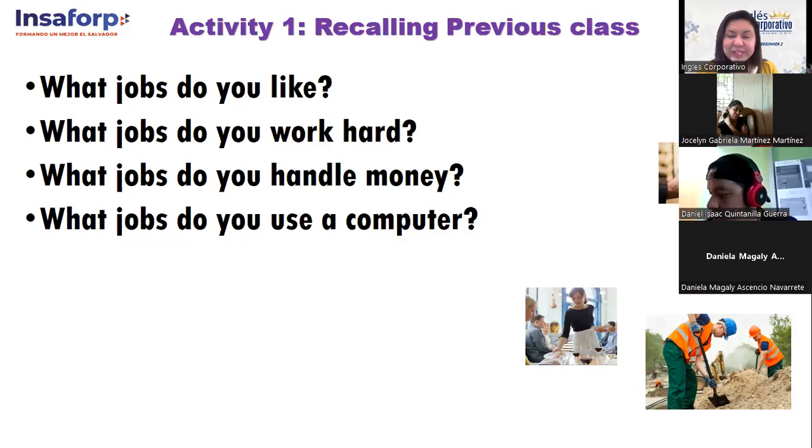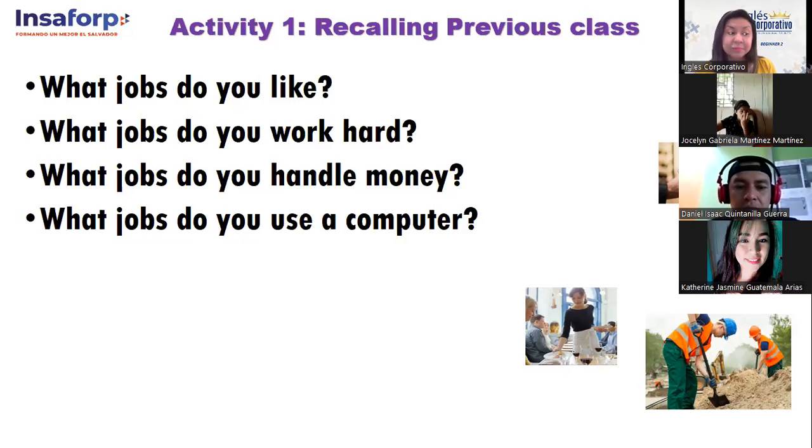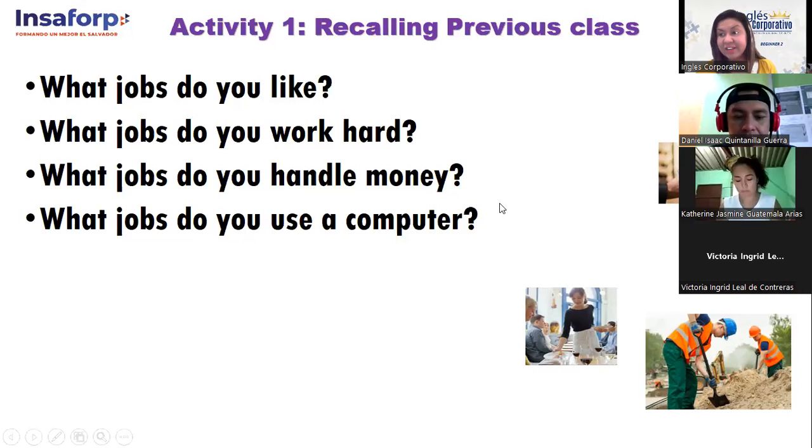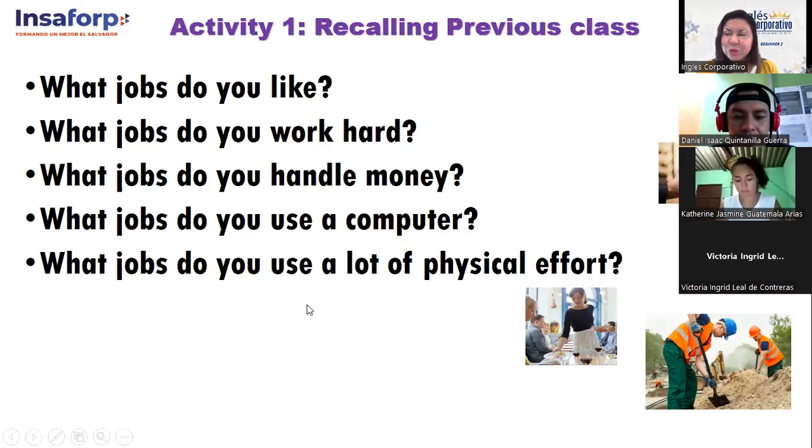Okay, what jobs do you use a computer? Secretary. Receptionist. System engineer. Computer engineer. Teacher. Okay, managers. Secretary, okay, thank you. What jobs do you use a lot of physical effort? Physical effort. You need to be strong because you need a lot of energy, a lot of physical effort. Mucho esfuerzo físico. Examples of jobs.